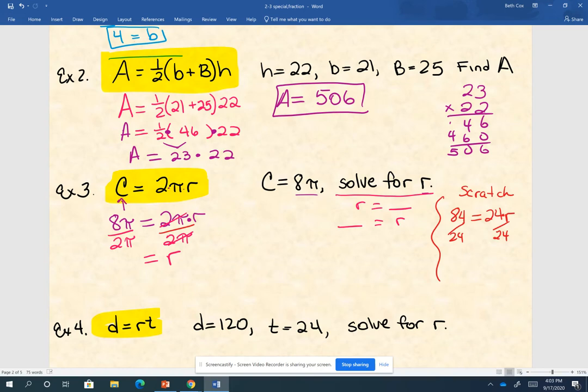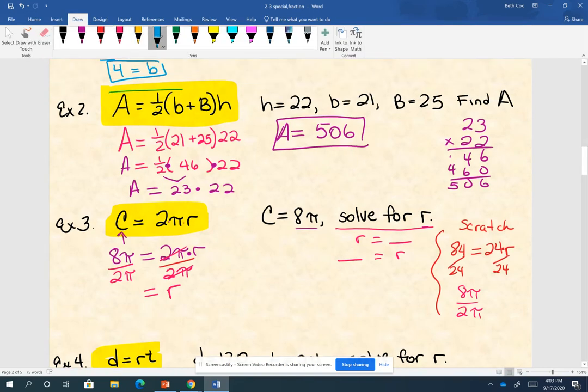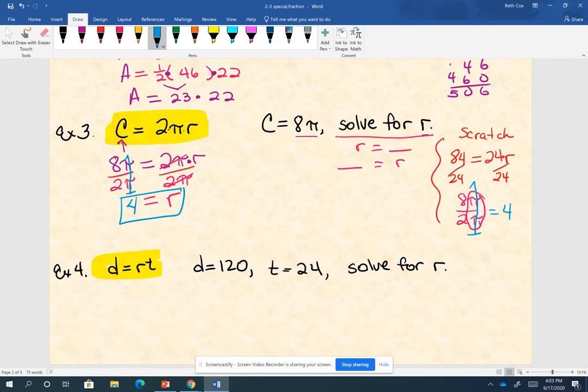Now, what is this 8 pi divided by 2 pi? Well, just remember we talked about this before. Pi over pi, that's 1, or they cancel out. And 8 over 2, well, that's just 4. That's 1, and 8 divided by 2 is 4. So my answer is just 4. R is 4. Don't make it harder than it is.